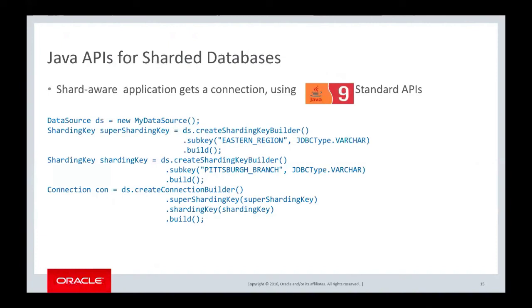Those are super sharding keys. And then the sharding key could be a city or a state within the US, for example, California. It would be a sharding key, or a city, San Francisco, my preferred city.